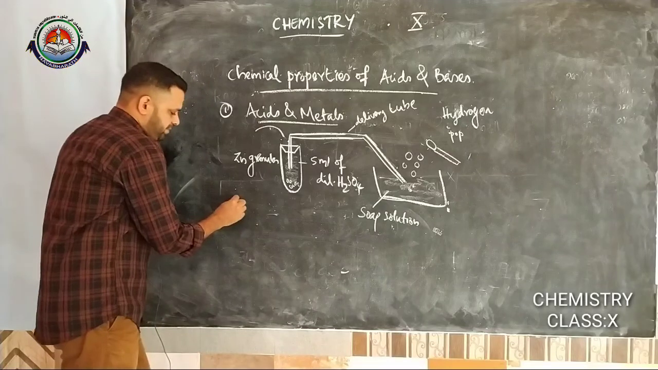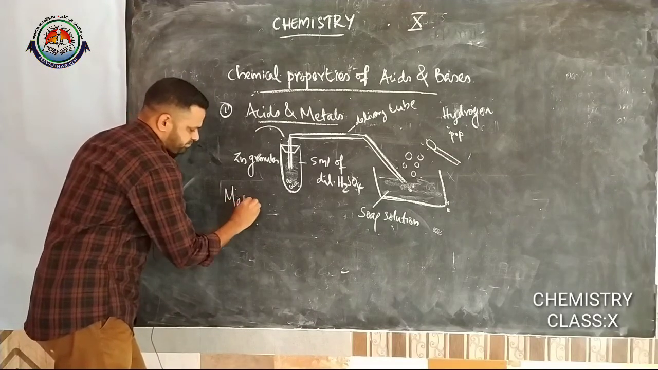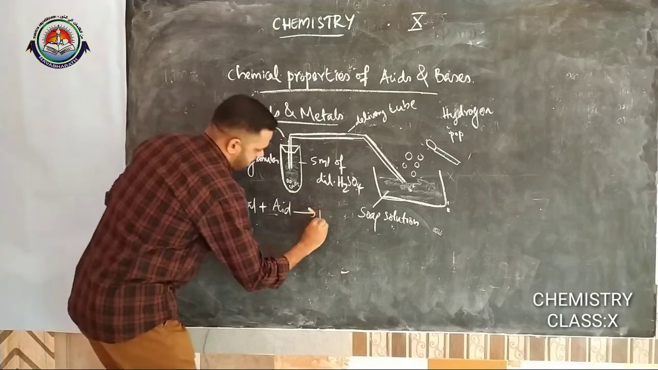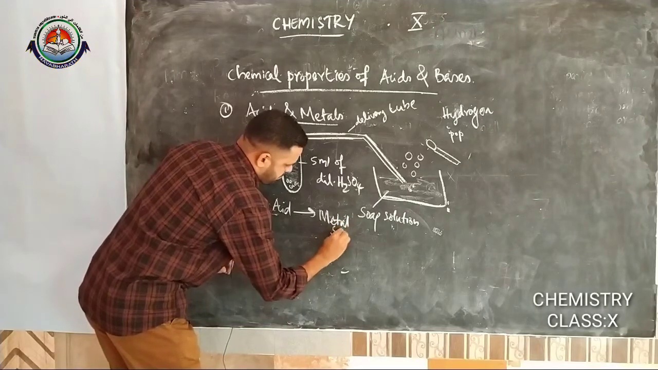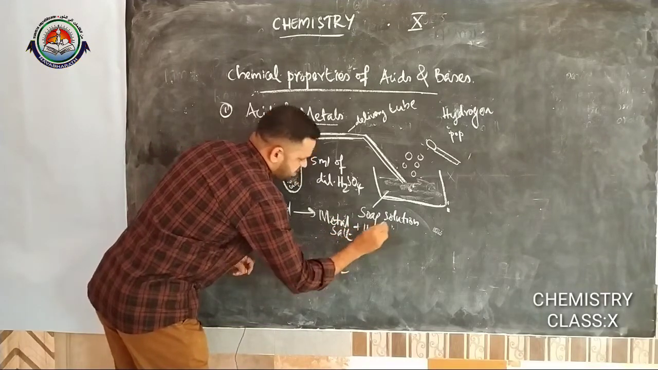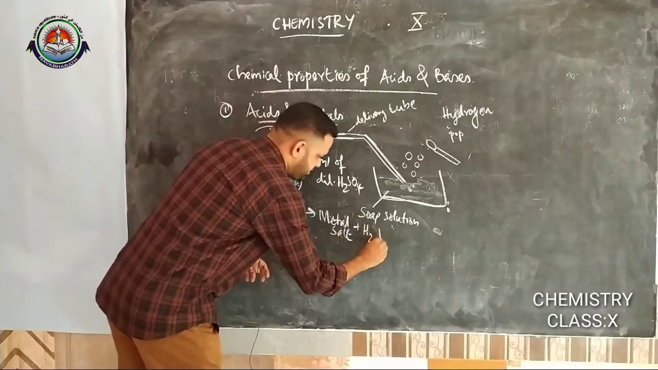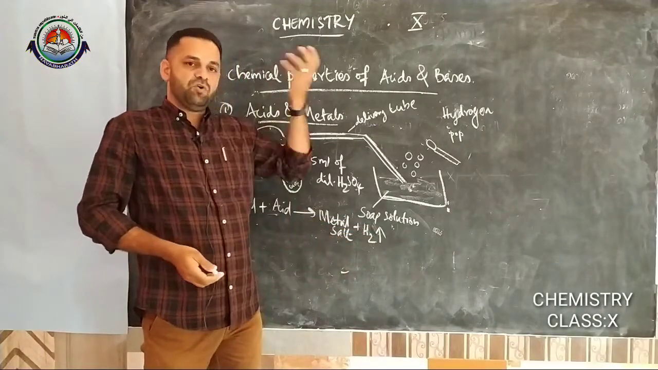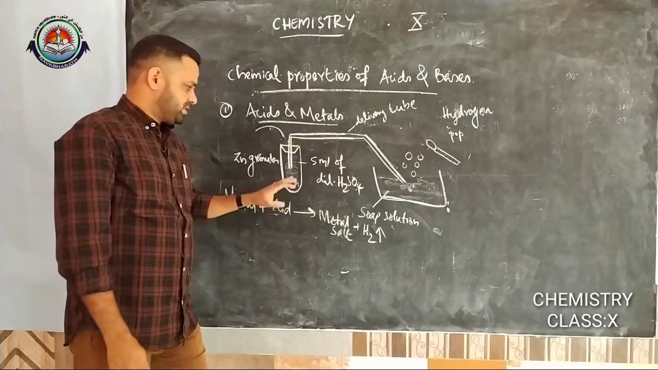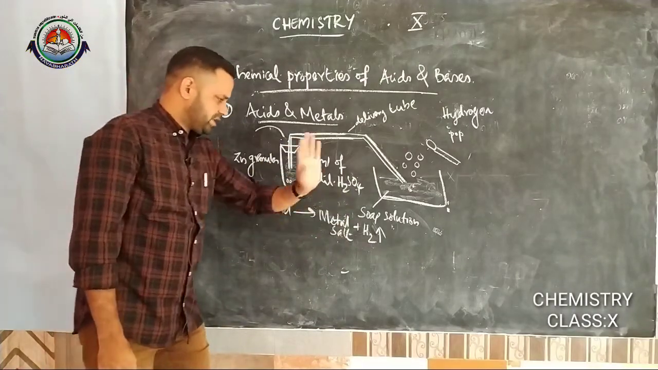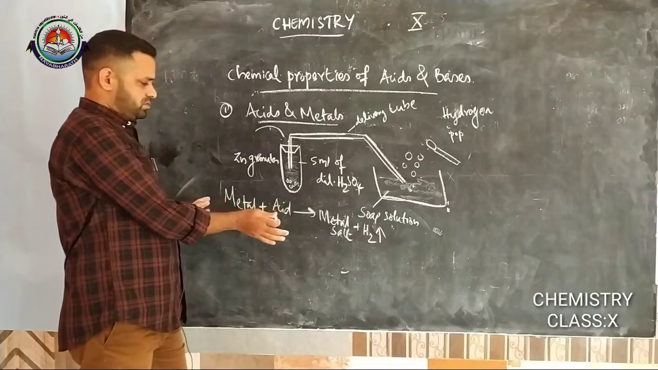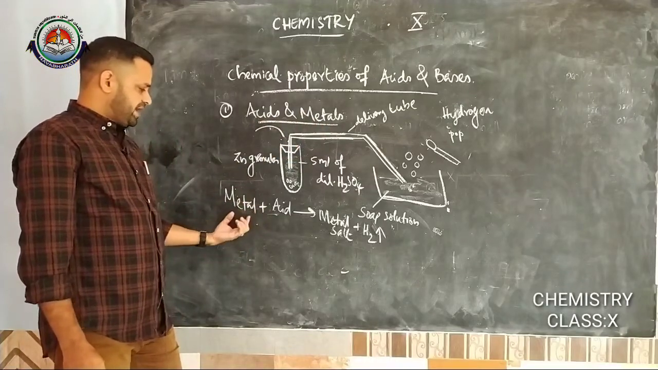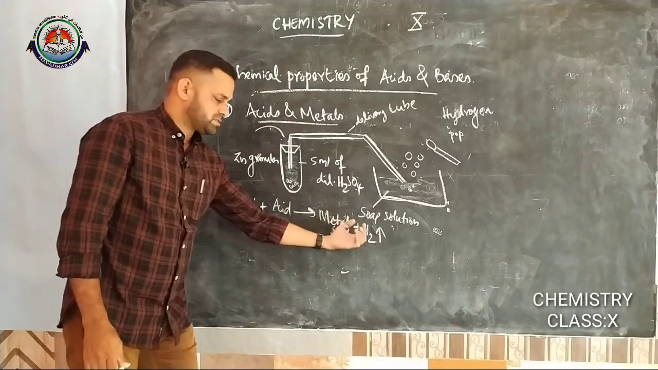So what is happening here? Metal reacts with the acid, and it forms metal salt plus H2, that is hydrogen gas. H2 we can represent like this, because that hydrogen gas is evolving. That is why this arrow mark represents that it is evolving out, and this metal salt is present in the solution. This is the general representation, or the final representation of the reaction between acids and metals. So when an acid reacts with the metal, it forms metal salt plus hydrogen gas.